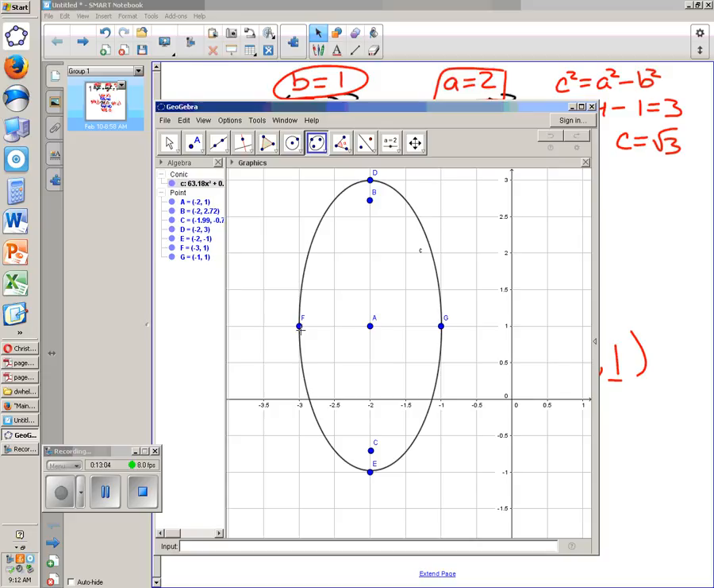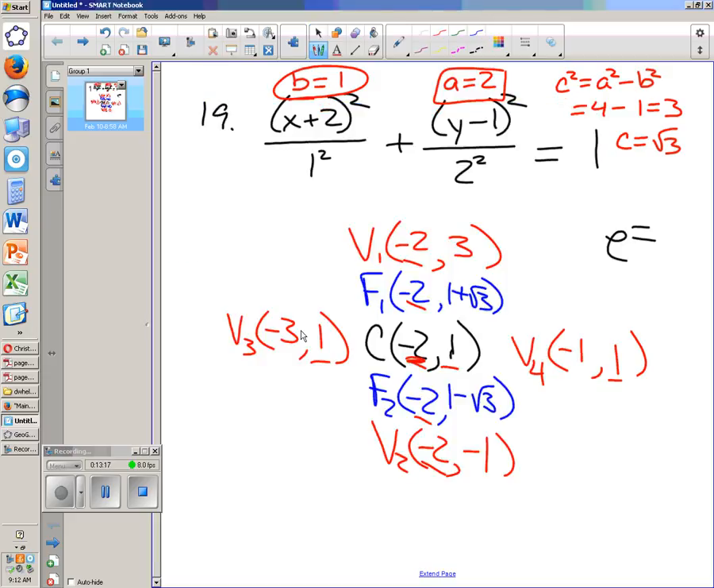Now, one thing that I wanted to ask you that's not on these problems, what's the eccentricity of this ellipse? All right, eccentricity. It's the ratio of the distance to the focus, C, versus the distance to the vertex on a major axis, A. Now, C is root 3, and A was 2. So that's the square root of 3 over 2.